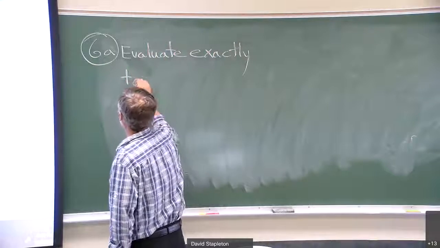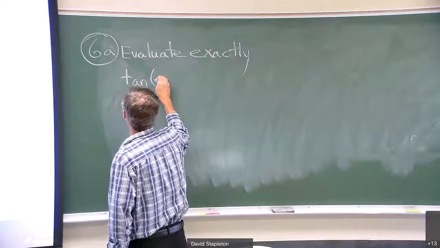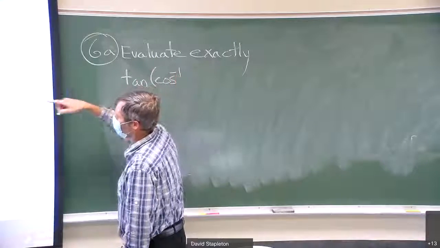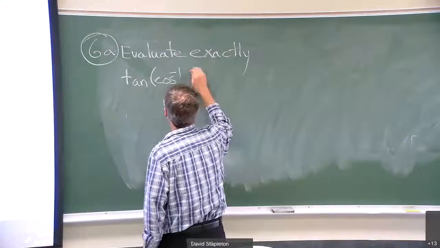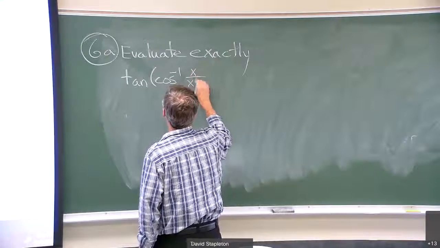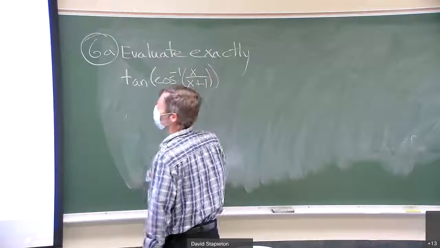6A, evaluate exactly the tangent of the arc cosine, and I'm sorry, that's a little hard to read. I'll try and make it a little clearer on the actual test, but it says x over x plus 1. Right?